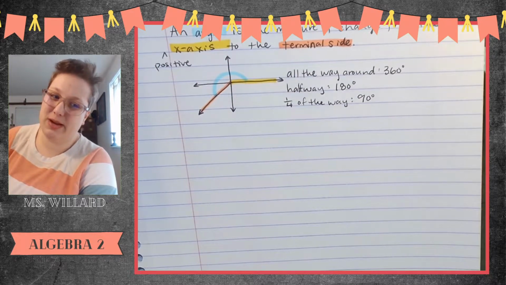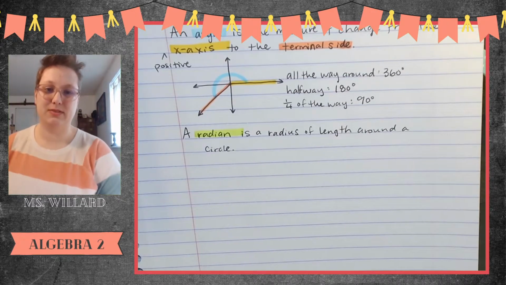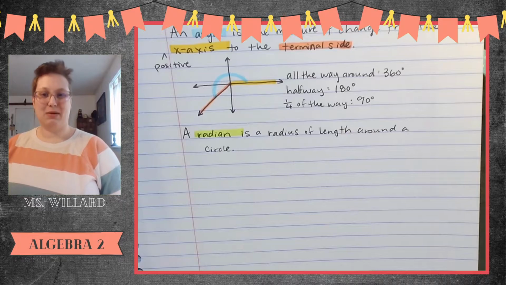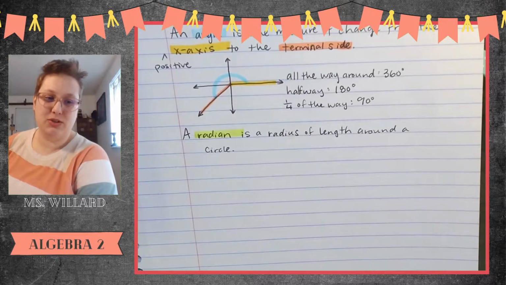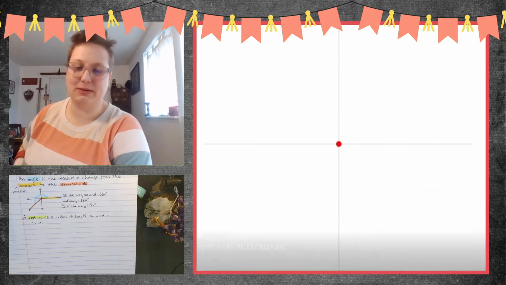And let me introduce you to a radian. A radian is a radius of length around the circle. We kind of talked about this, but I want to show it to you. I'm going to visually show you what this looks like. So let's look. This is the final product, but let's actually watch the whole thing.